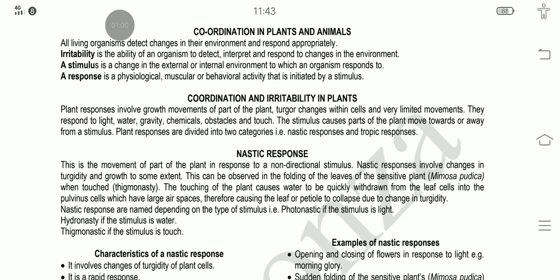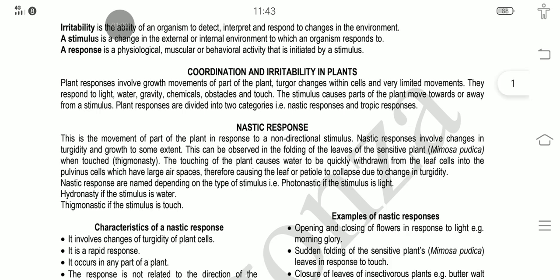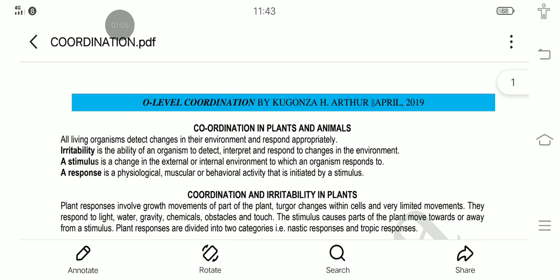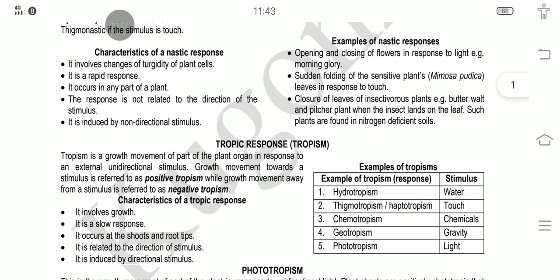You get? So that response is nastic. It is nastic. We go to the tropic response. It's called tropism.